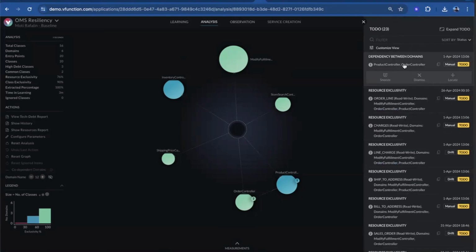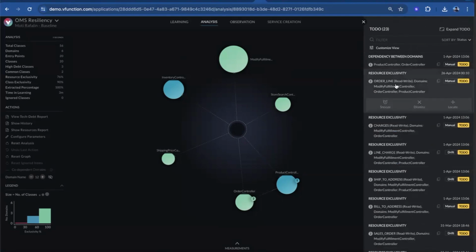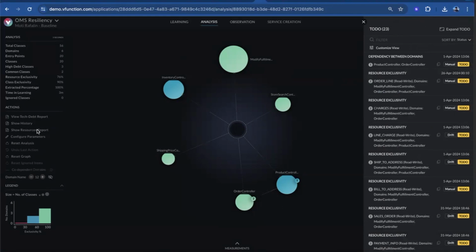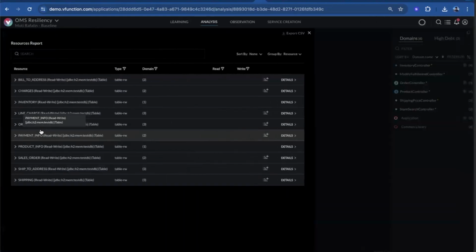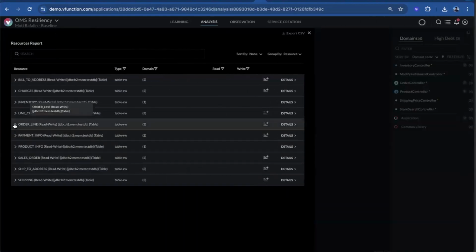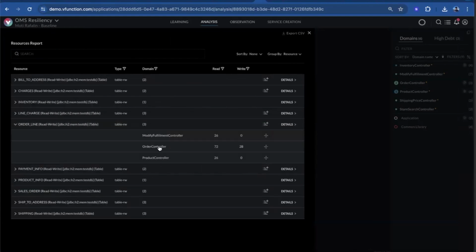If we look at the second issue, resource exclusivity, we see it impacts the ordering domain's scalability. A good way to understand this is to go to the resources report and see the database table's relationship to the domains. Indeed, we see that the order line table is accessed by three domains for both read and write operations. This dependency obviously affects scalability and resiliency.